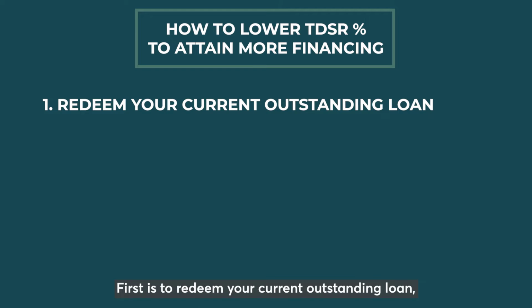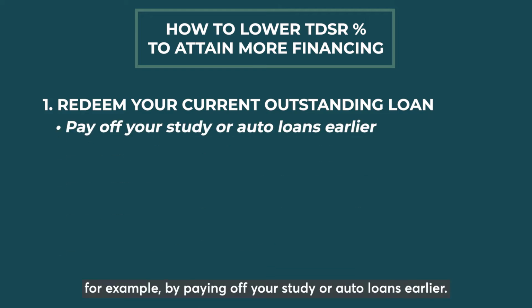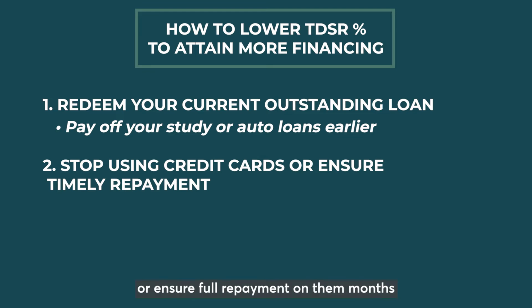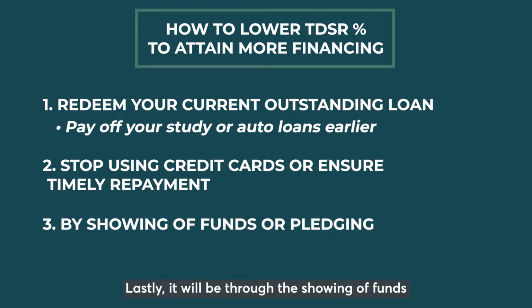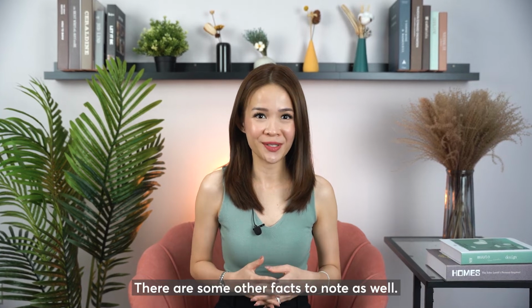There are certain ways to lower your TDSR percentage in order to attain more financing. First is to redeem your current outstanding loan, for example by paying off your study or auto loans earlier. Next will be to stop using your credit cards or ensure full repayment on them months prior to the application. Lastly, it will be through the showing of funds as a proof of wealth or pledging funds to the banks in the form of fixed deposits, which we will not be going through today. There are some other facts to note as well.